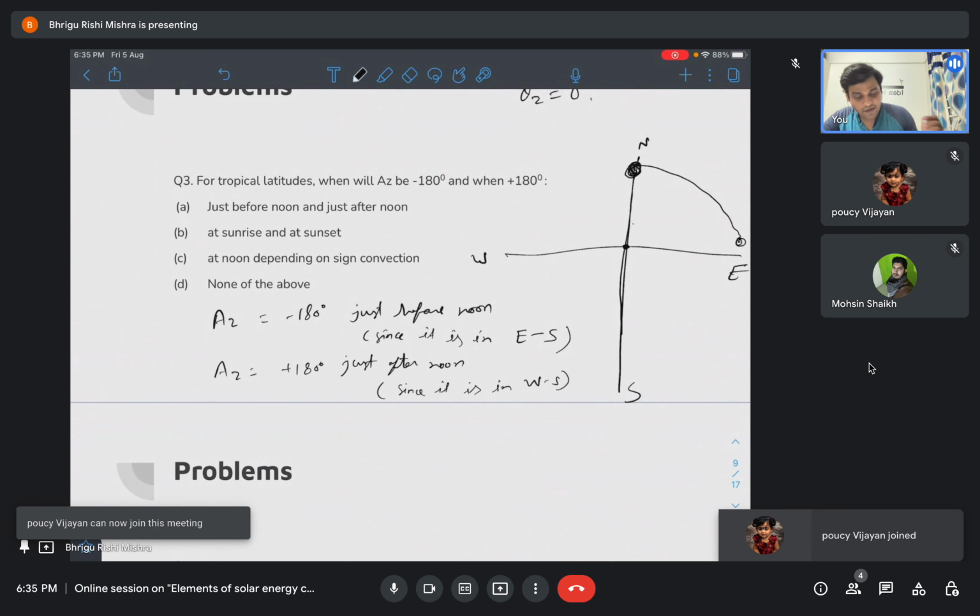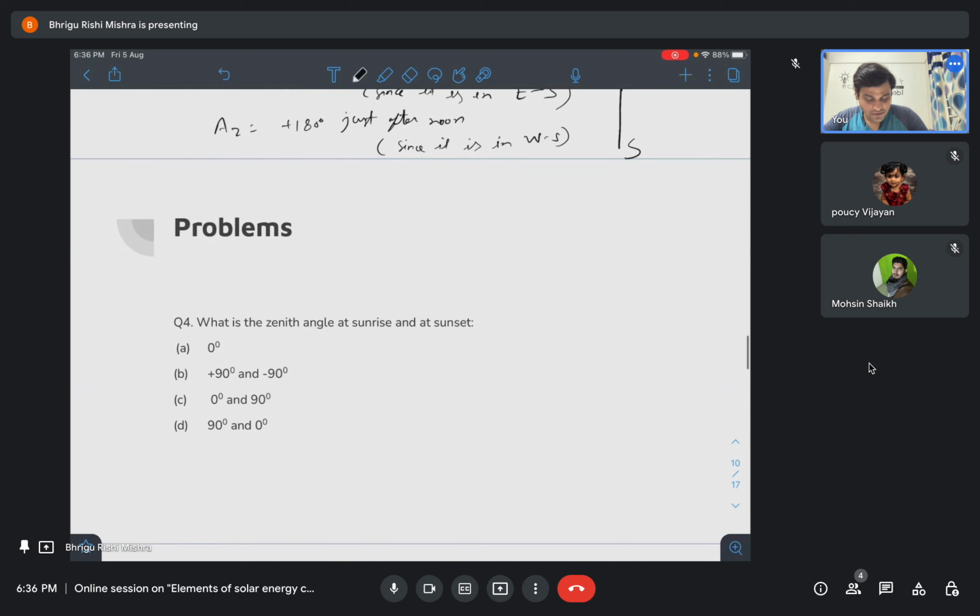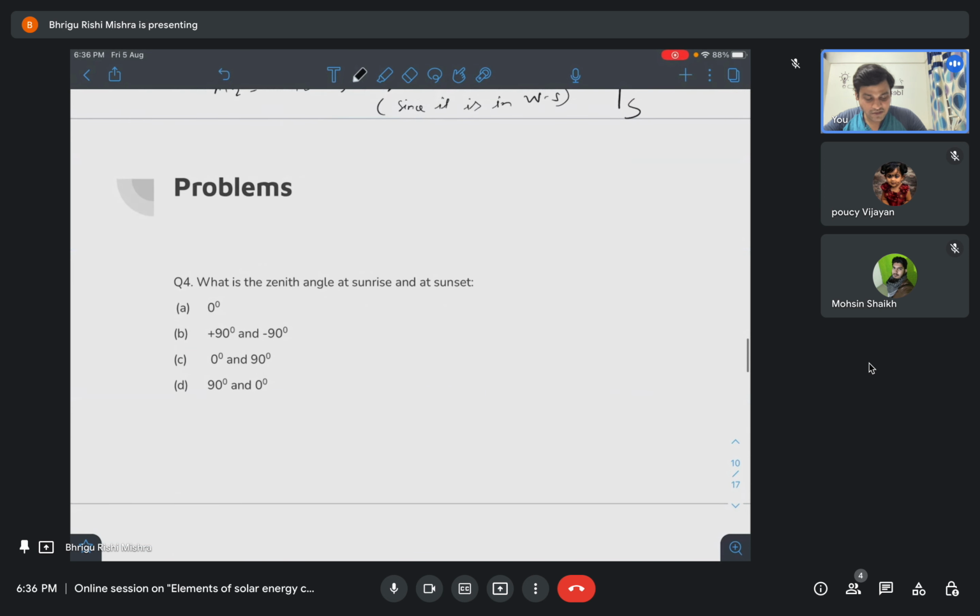Okay, so the correct answer is A, just before noon and just after noon. And as the sun's position changes, the altitude and the azimuthal angle change. The next question is, what is the zenith angle at sunrise and at sunset?